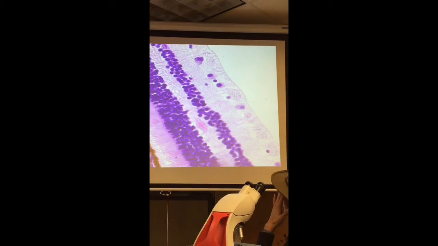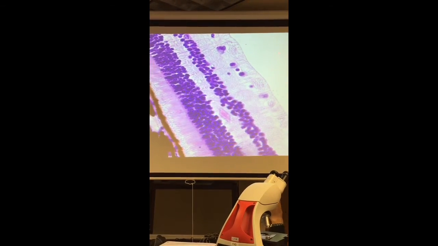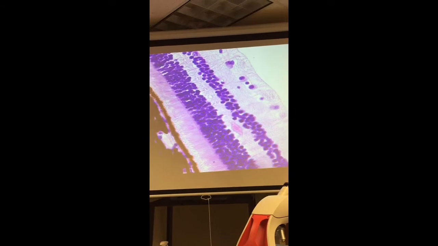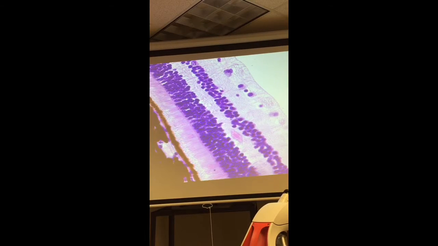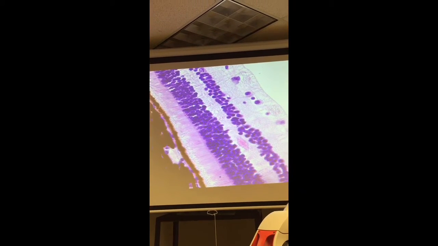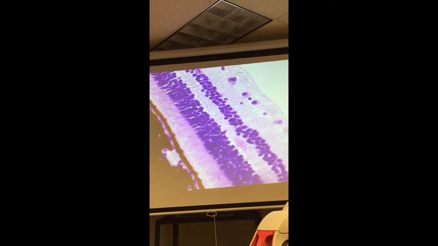What were two functions of the vitreous humor? To maintain shape of the eyeball. Protect inside parts of the eyeball. And holds the retina in place. It doesn't nourish, it doesn't do anything else, but it's going to hold that retina in place.